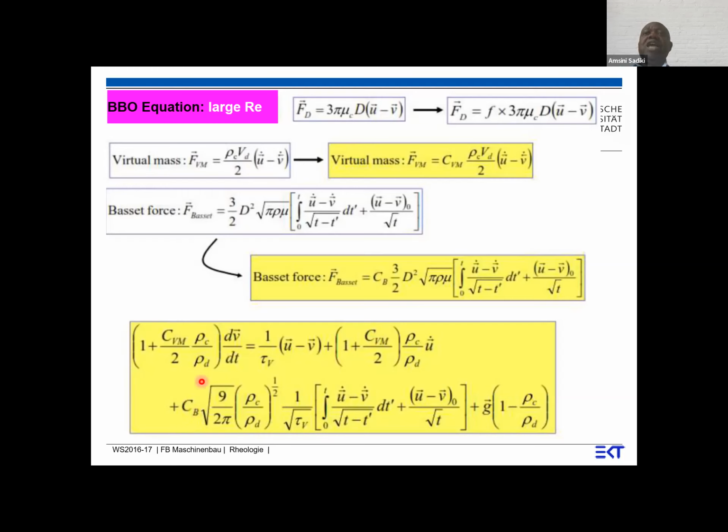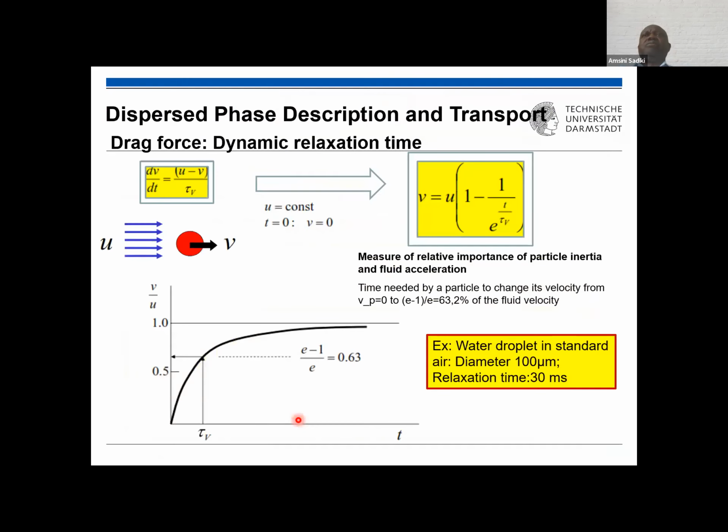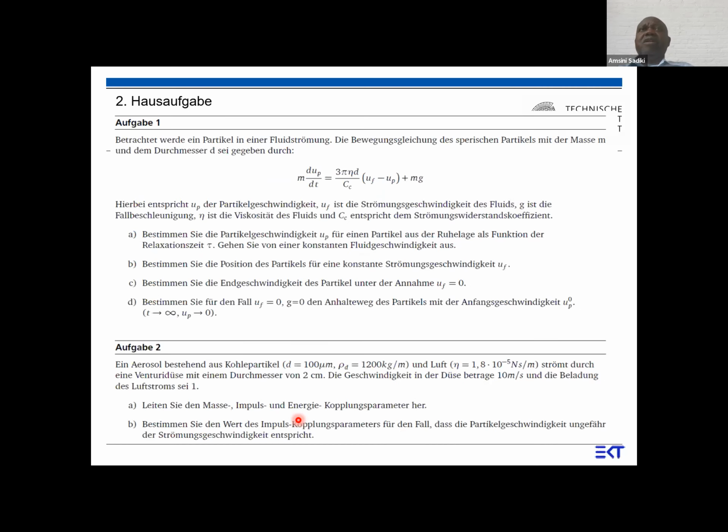And the same result will come out if this term is very small. So we will only remain with this expression, where the drag force and the gravitation force play a big role. I remind you of this effect here. We introduced the dynamic relaxation time. We have also introduced the thermal relaxation time. We will come back to the thermal one later on. I did not have time to translate this.